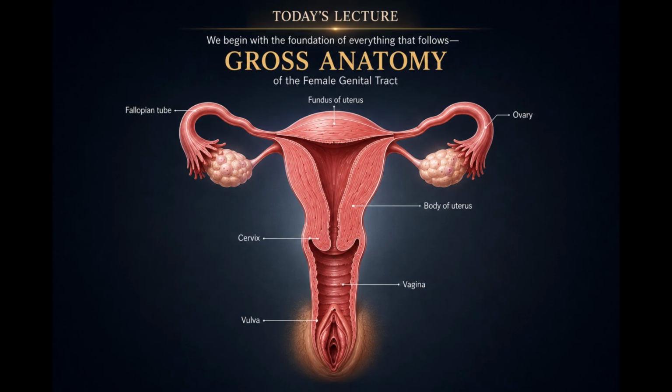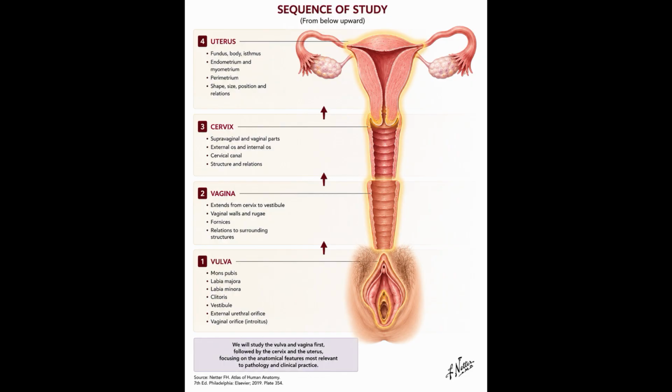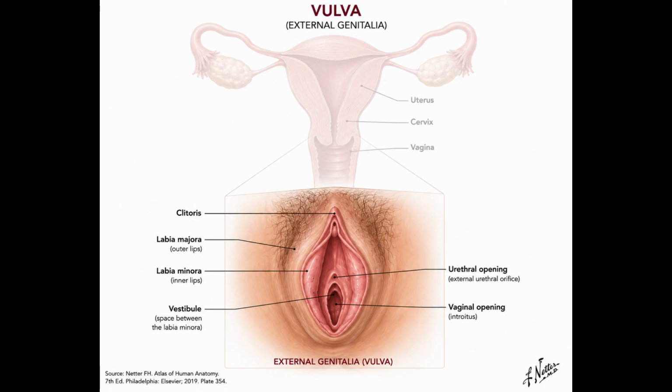In today's lecture, we'll begin with the foundation of everything that follows, the gross anatomy of the female genital tract. We'll first study the vulva and vagina, followed by the cervix and the uterus, focusing on the anatomical features that are most relevant to pathology and clinical practice. So, let's begin with the external genitalia of the female reproductive system, the vulva.